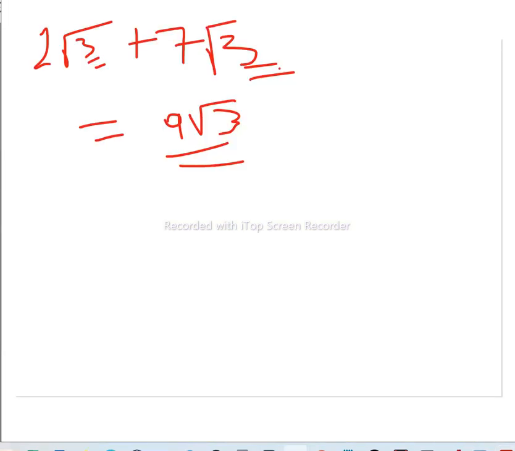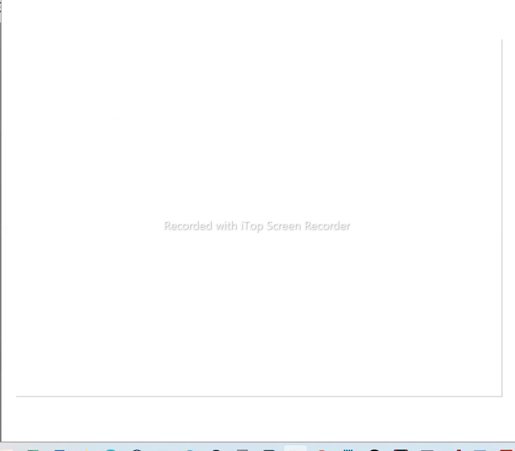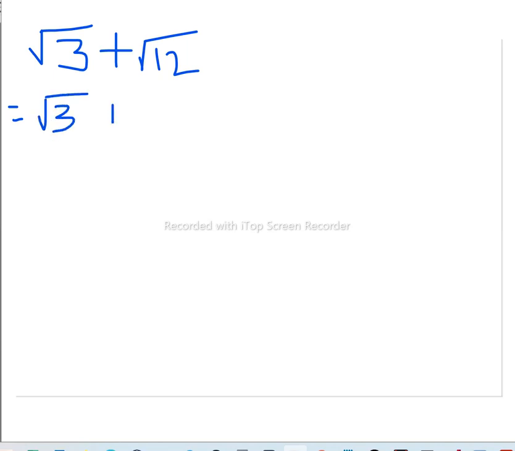Let us do the next question. Question C says square root of 3 plus square root of 12. This is a different question from the previous, so we will see it in detail. As we see, we do not have the same radical, 3 and 12 are different, but we can transform this question to have the same radical. Let us simplify first. We have square root of 3, and we will bring this square root of 12 to the same as this number.